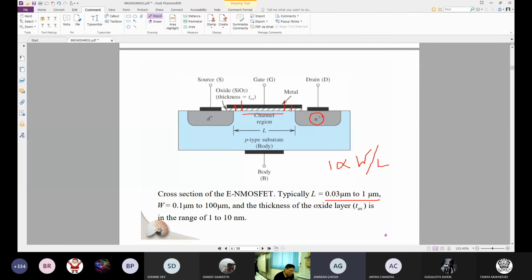So if you want to reverse bias these, so that there is no current between the source and the body and between the drain and the body, you will see that the body has to be connected to either zero or some negative potential.